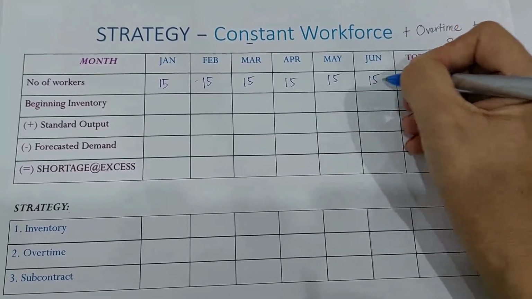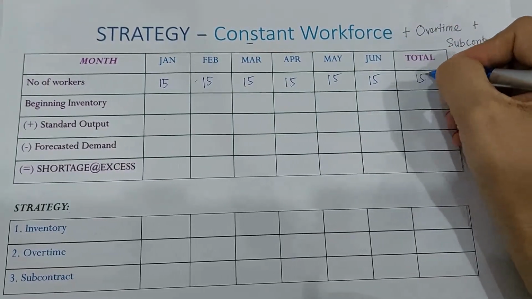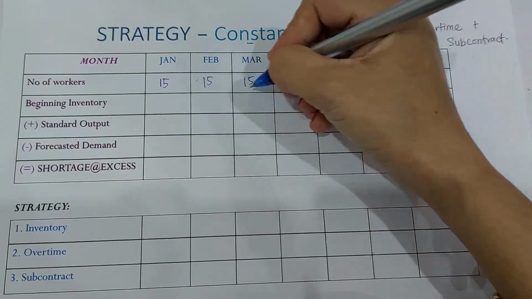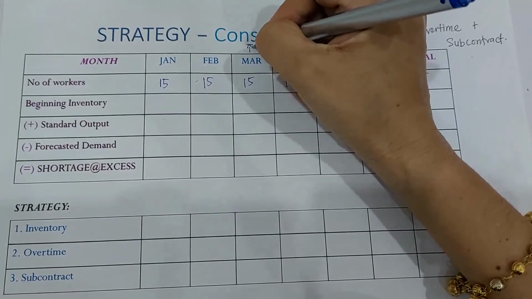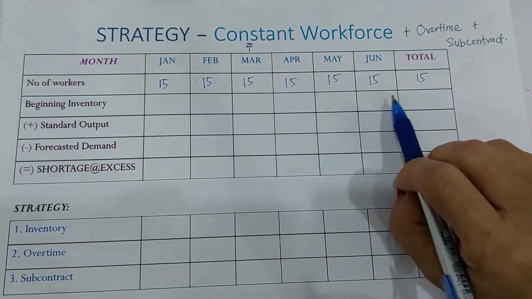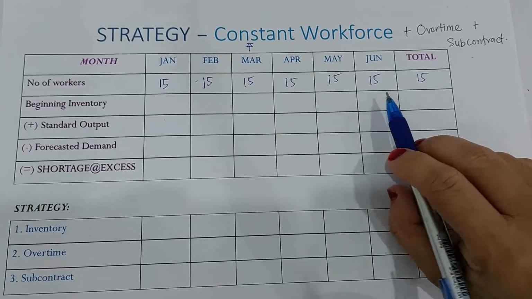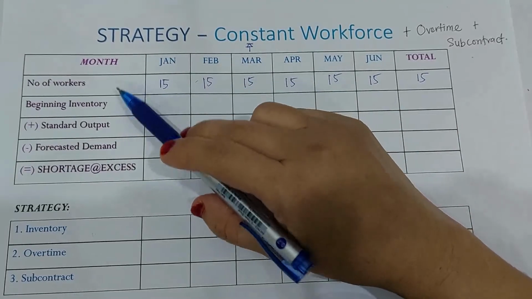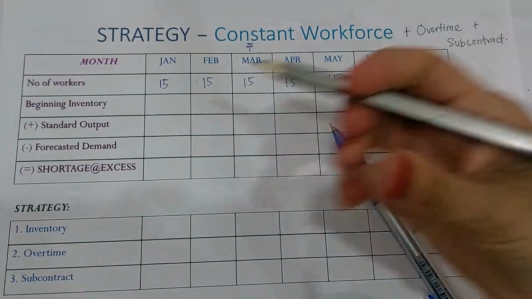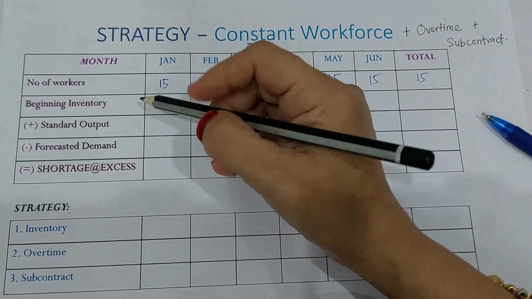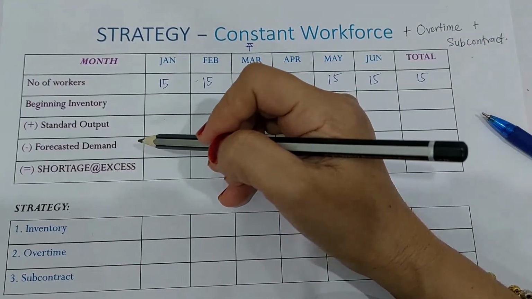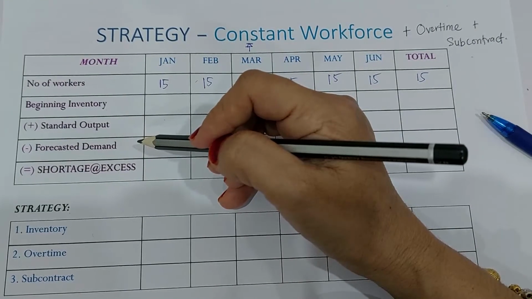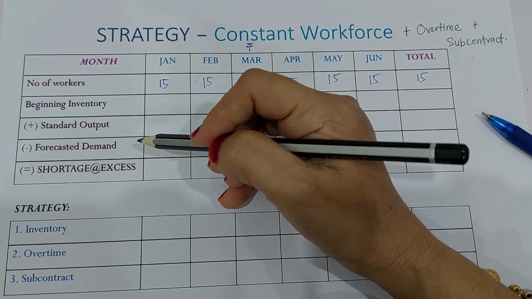By filling in 15 workers here, the total here is still 15, because we are using the same workers every month. By writing 15 here, it shows that we are applying constant workforce, meaning that we are using the same number of workers every month, and the number of workers is not changing. Then from the number of workers, we go to this part, where we need to calculate the resources. The resources here means we need to determine the shortage or excess in production.